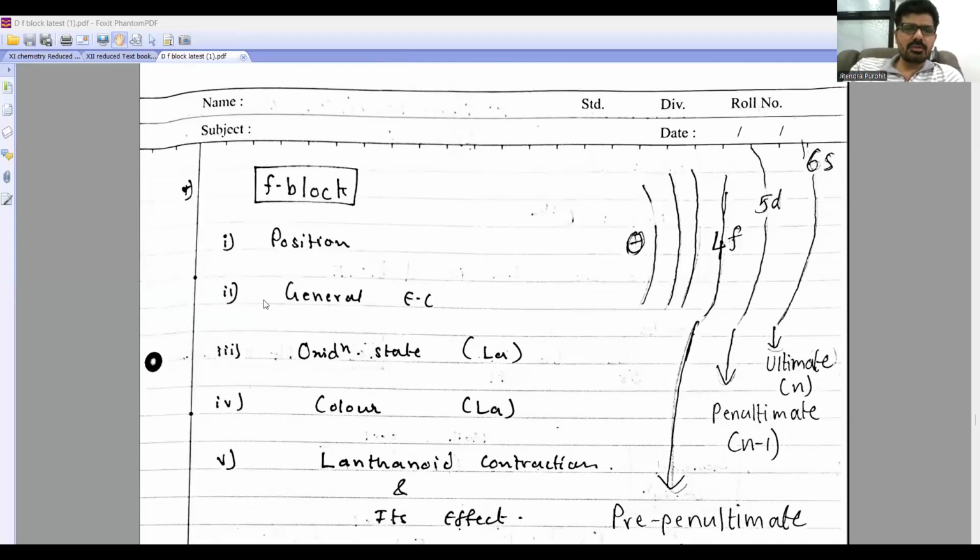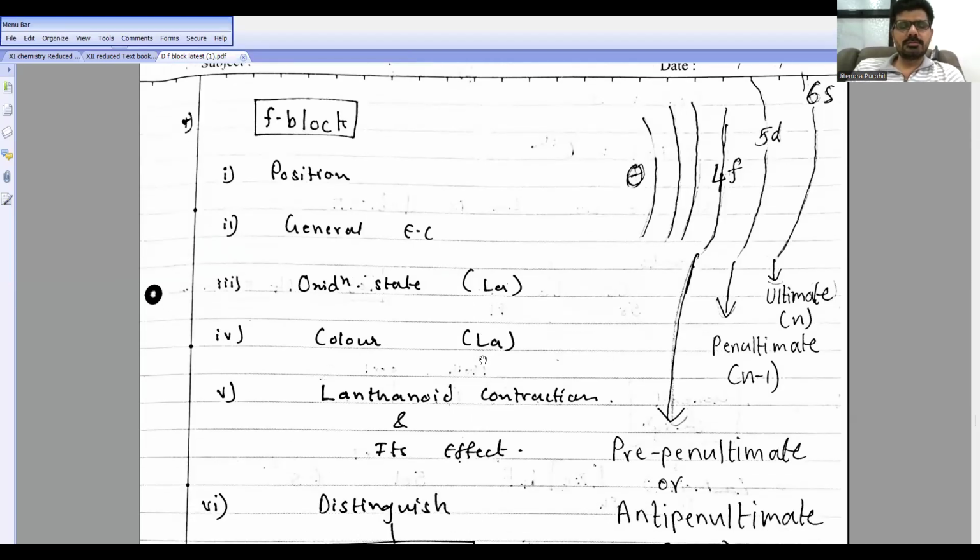There is a heading in my notes, F block element. I want you to come here on F block. Ready, all of you? Now, in F block, what all things do we have to study? Position, general electronic configuration, oxidation state, lanthanide contraction is very important.